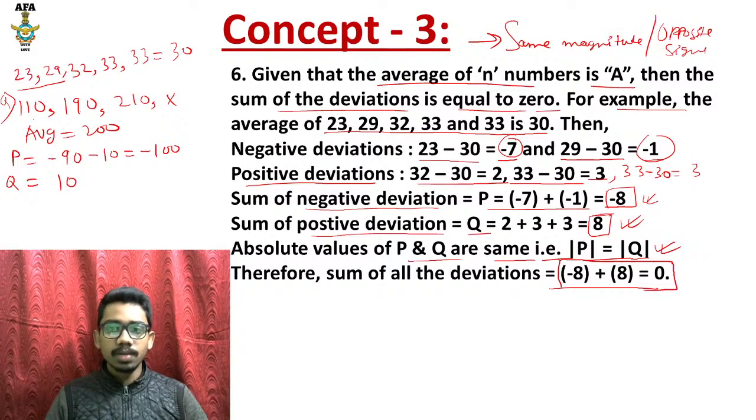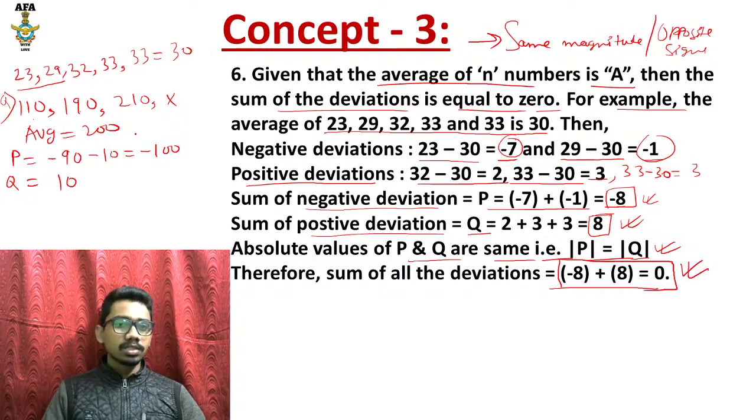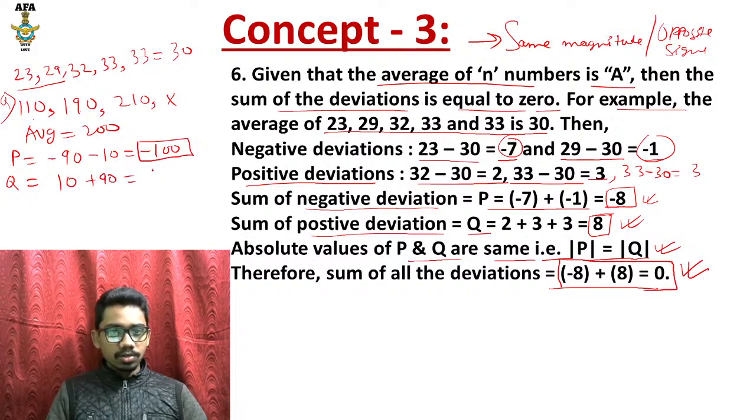I told you sum of all the deviation is 0. So here minus 100 we are getting. So we should get plus 100 over here. So 10 is present over here, so 90 should be present over here, and we will get plus 100. If 90 is present over here, what value should be present over here? It should be 290. 290 minus 200 is 90. Okay. So the value of x will be 290.